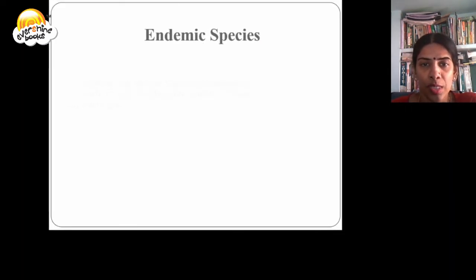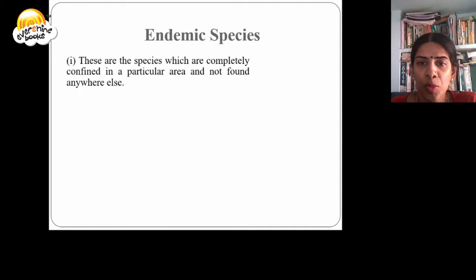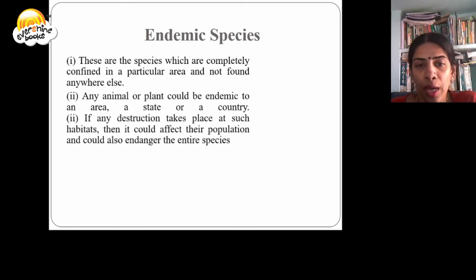Endemic species. These are the species which are completely confined to a particular area and are not found anywhere else. Any animal or plant could be endemic to an area, a state, or a country. If any destruction takes place at such habitats, then it could affect their population and could also endanger the entire species.